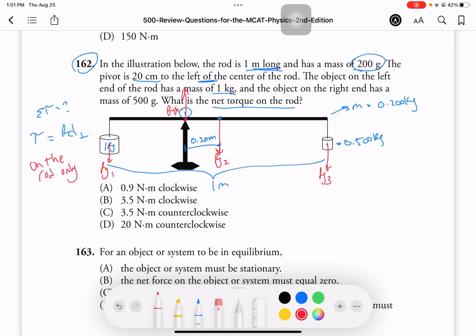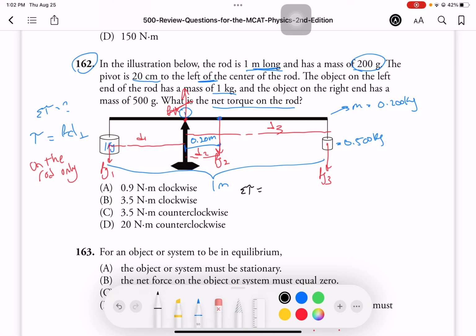However, because I said that we're going to use this as the pivot point, I don't really care about this force because the distance is 0. So for FG1, this is my pivot, so that's going to be my distance 1. For FG2, from here to here, that's going to be my distance 2. And for FG3, it's going to be from here to the line of action, which is distance 3. Now I have to answer the question.